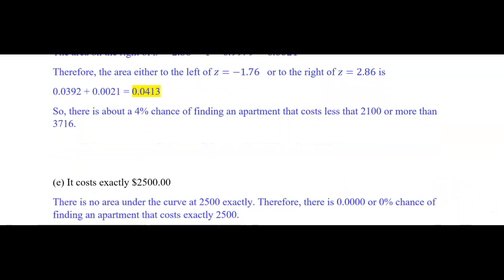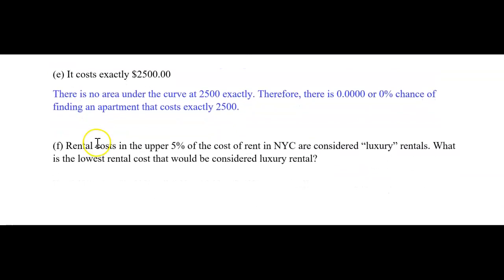Okay, what is the probability that the apartment costs exactly 2500? Well, there is no area specified, right? I mean, we look at this question, there is no area specified at exactly 2500, right? So when no area is specified, the probability would be 0, right? So the answer to this one is 0.